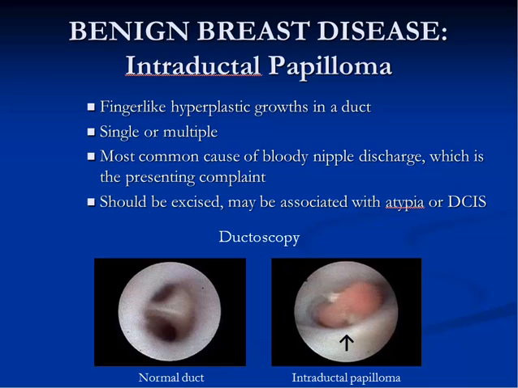The next benign breast disease finding is an intraductal papilloma. An intraductal papilloma is a hyperplastic growth of tissue found in a duct of the breast. It is the most common cause of bloody nipple discharge, which is the complaint that patients typically present with. Because intraductal papillomas can be associated with premalignant cellular changes, they should always be excised by a surgeon.